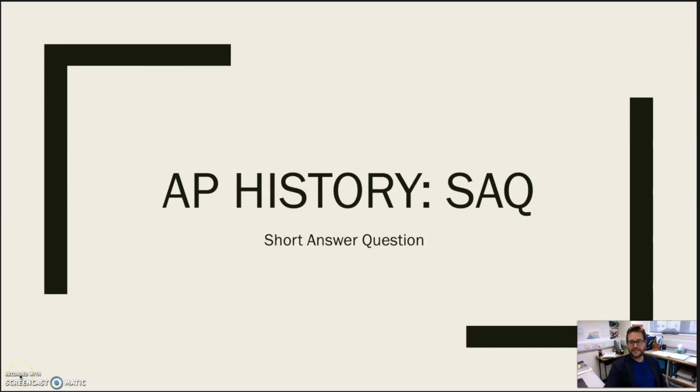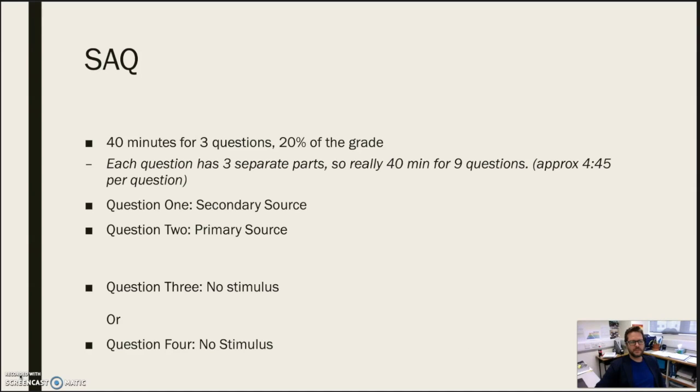Alright guys, today we're going to be looking at the SAQ, or short answer question, portion of the AP exam. Essentially you have 40 minutes for 3 questions and it is 20% of the overall grade. Obviously the number one thing would be the multiple choice, number 2 is the DBQ, and then SAQ is the next highest percentage of grade.